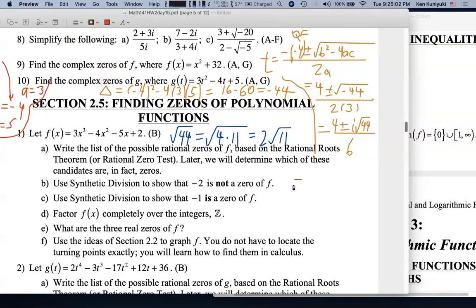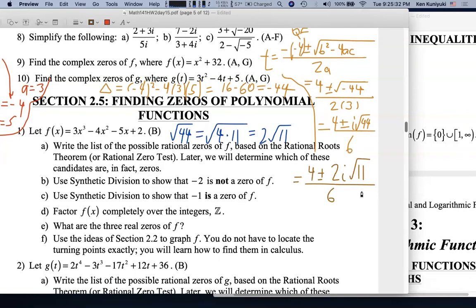So equals 4 plus or minus, now we have the i there, root 44 is 2 root 11. Again, I'm very paranoid about putting the i at the end because so many students extend that radical and I'd have to mark off for that. Because root 11i, that's no good. That's no good if you put the i inside there. All over 6.